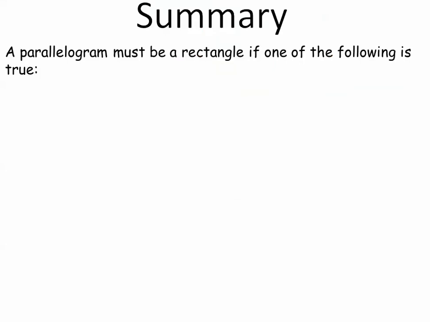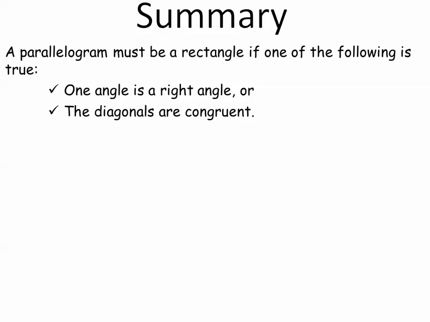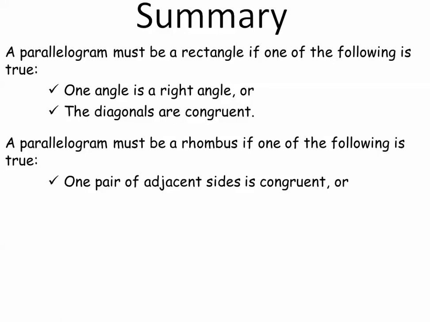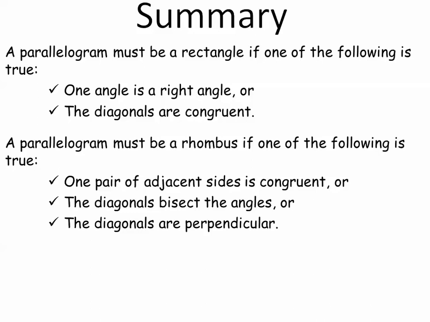Okay, when you get finished watching this video, oh no, I'm trying to get ahead of myself. A parallelogram must be a rectangle if one of the following is true: one angle is a right angle, or the diagonals are congruent. Okay? A parallelogram must be a rhombus if one of the following is true: a pair of adjacent sides is congruent. Adjacent, remember, means right next to each other. You could also interchange that with the word consecutive. Okay? Consecutive says one's following the other. Or the diagonals bisect the angles, or the diagonals are perpendicular.